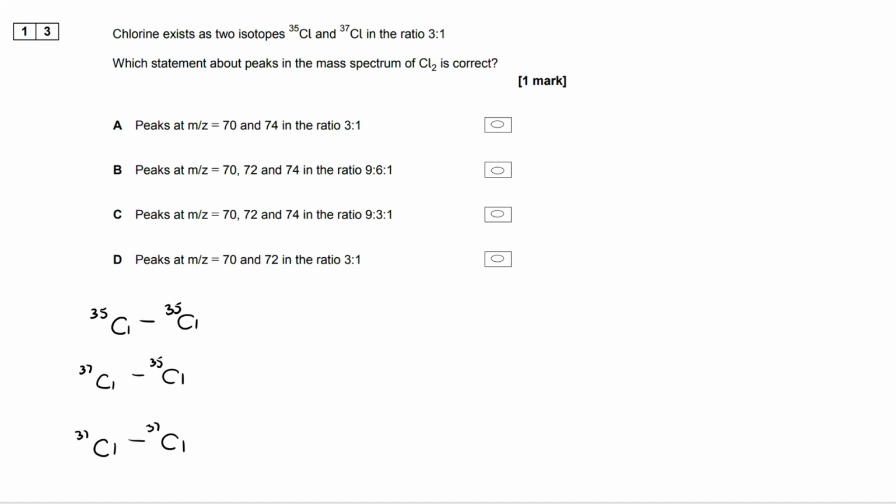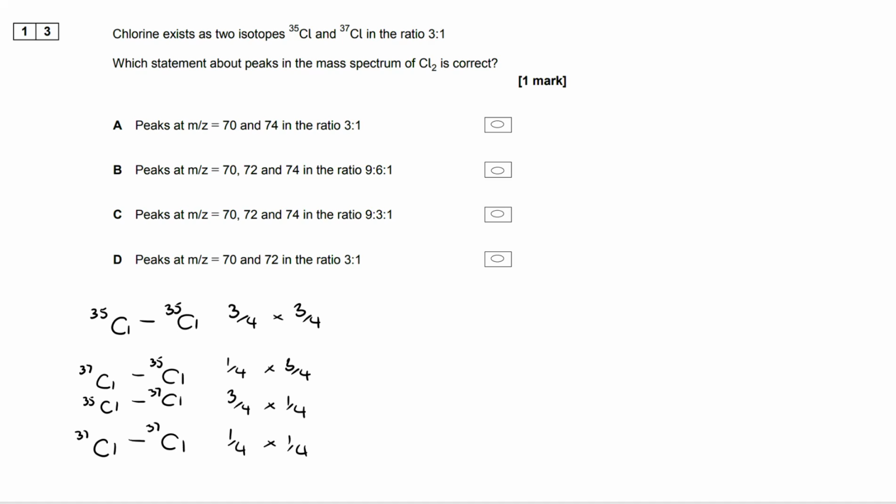So if we've got 70, 72 and 74, we can automatically disregard A and disregard D. We know the answer is going to be B or C, and we're at 50-50. There's one more consideration about the isotope that can be made, and that is that while we can have a chlorine-37 with a chlorine-35, we can also have a chlorine-35 with a chlorine-37.